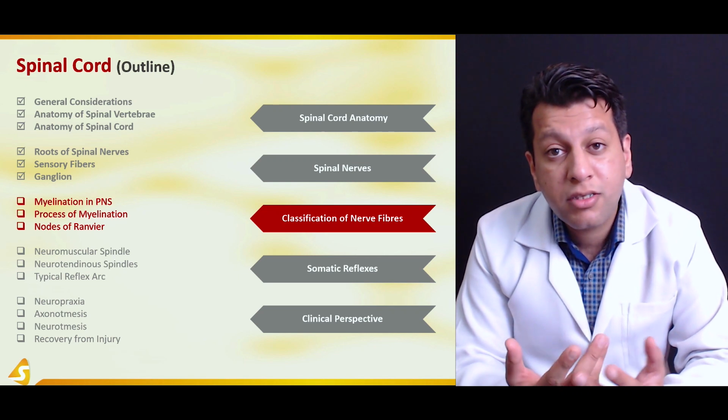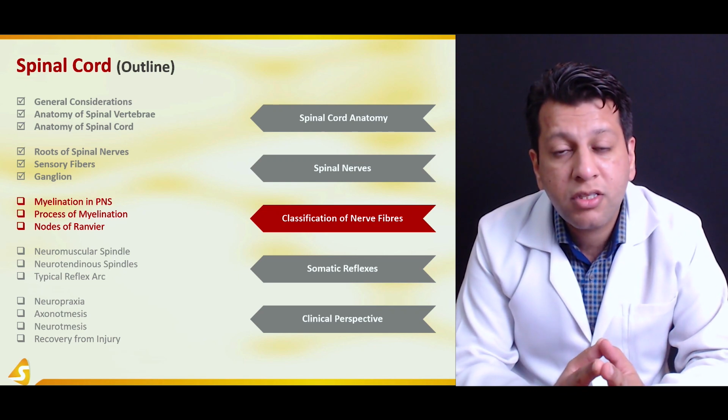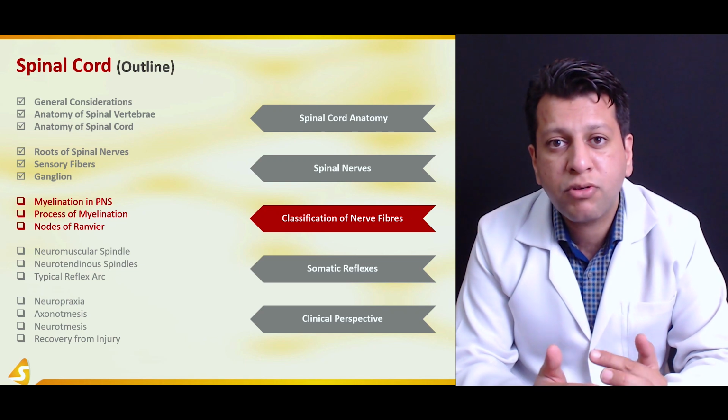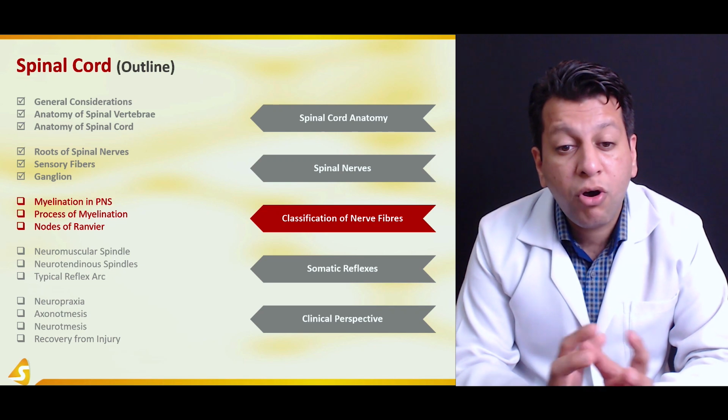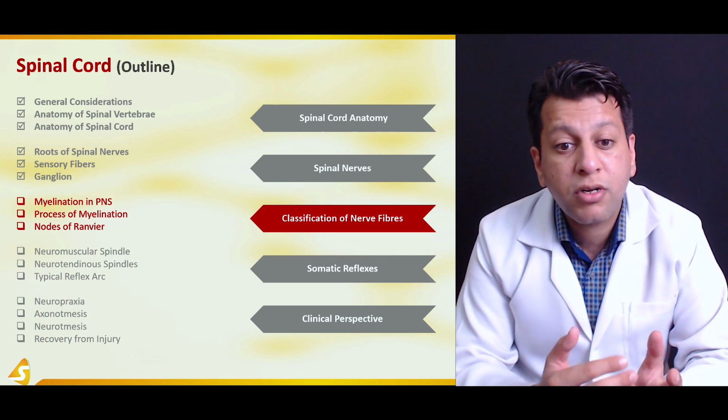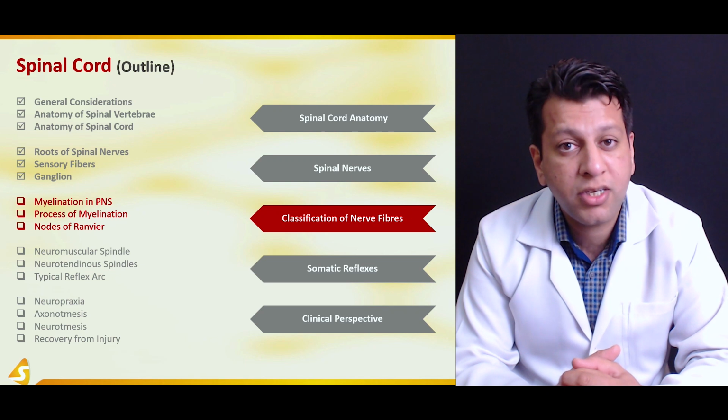How the myelination, that is how the myelin sheath is actually woven around the axons of the nerves of the peripheral nervous system, how this process of myelination occurs, and what are the nodes of Ranvier and what is the solitary conduction system.